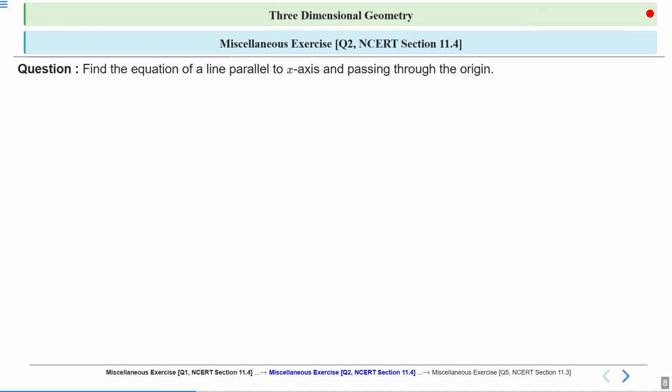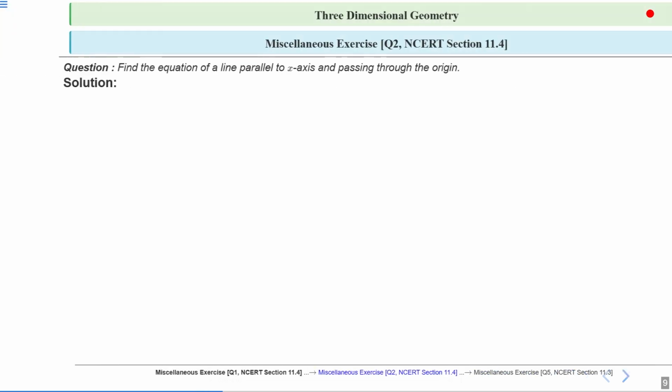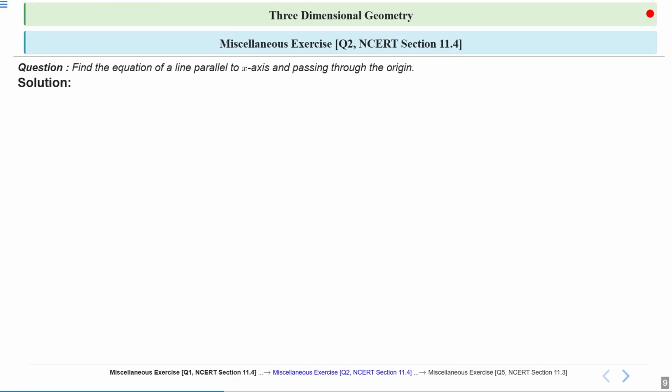Let's move to the next part. Miscellaneous exercise question number 2 says: find the equation of a line parallel to the x-axis and passing through the origin. We have to find the equation of a line parallel to the x-axis and passing through the origin.